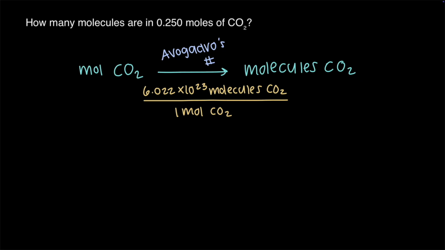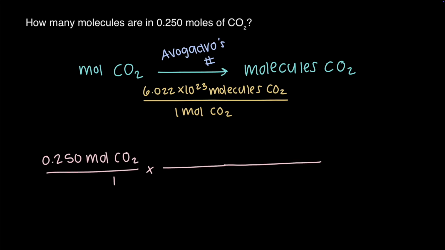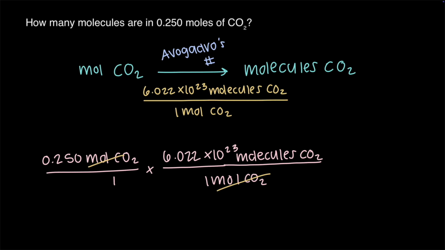Setting up all units to cancel, I will start with 0.250 moles of CO2 over 1. In the next fraction, I will put 1 mole of CO2 on the bottom and 6.022 times 10 to the 23rd molecules of CO2 on the top. All the moles cancel, leaving us with molecules of CO2. Multiplying the values, we get 1.51 times 10 to the 23rd molecules of CO2.